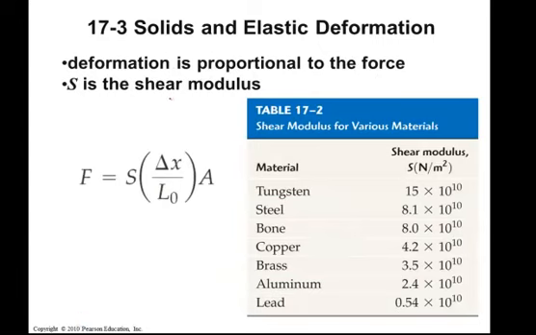So in this case, our deformation is still proportional to the force, but I'm going to use what's called the shear modulus. So F is still my force, going to be in newtons. S is my shear modulus. Delta X is going to be the amount that it was deformed. L0 is the original length, and A is my area. So this is very much like the last one that we had with Young's modulus, where this was the change in the length. So it's the same kind of equation, except we're using the shear modulus instead of Young's modulus.